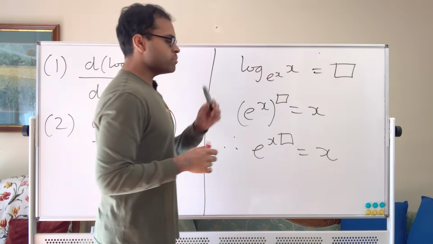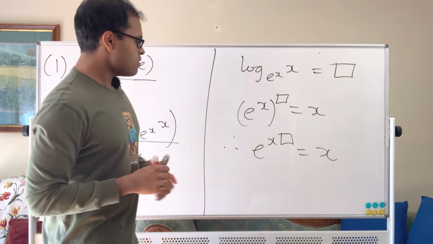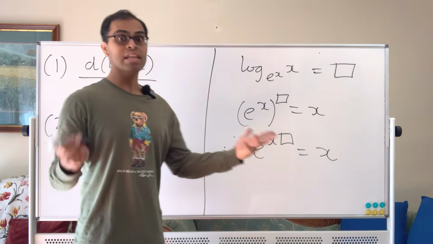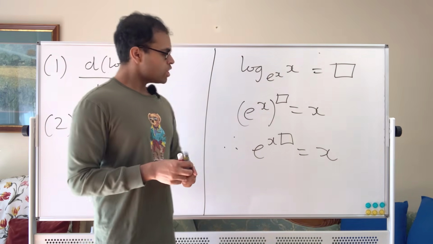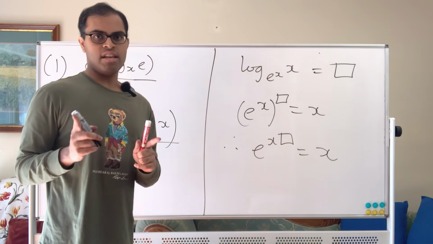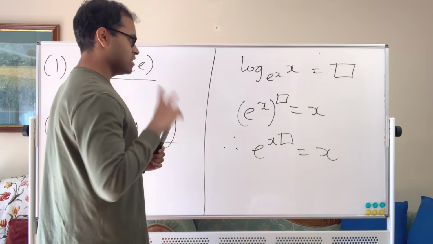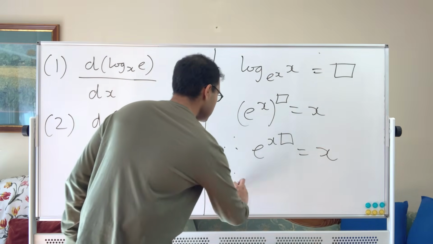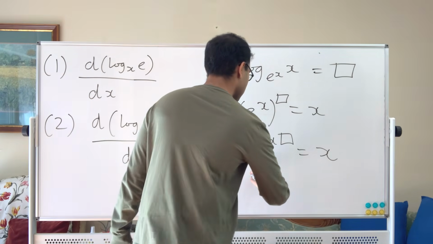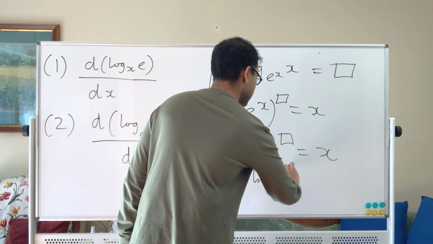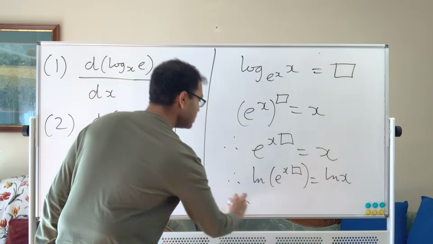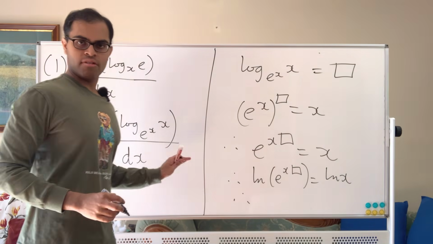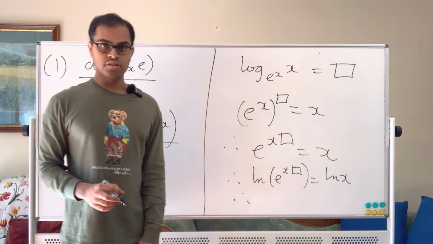So e to the x times blank is x, take logs on both sides, okay? Whenever we want to solve for an exponent, we can take any log we like, any base we like, but we're going to use base e because we have an e here. And we know what the derivative of log base e is, so that's an easy derivative to remember. So we get log of e to the x blank is equal to log of x. But that just means you put the exponent out front, and log of e is equal to 1.